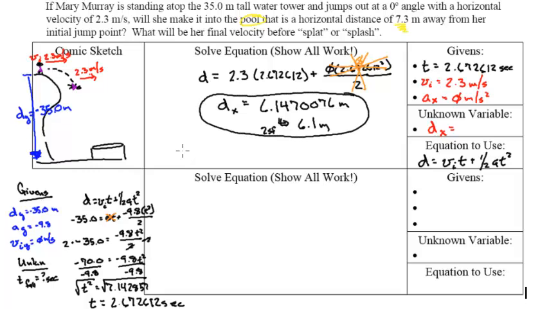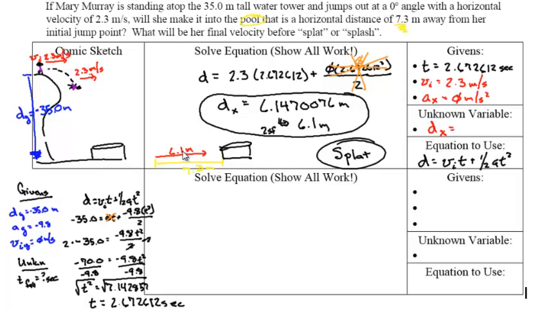What happens to Mary? Mary actually ends up traveling 6.1 meters. But hold on a minute. Where's the pool? The pool is 7.3 meters away. I think Mary's going to have a bad day, and she's going to go splat.